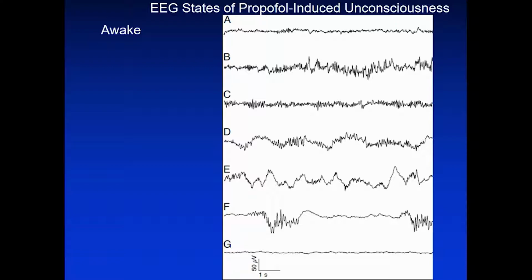So with her awake, her EEG is about 5 microvolts, all right? Then as she goes through these other states, so there's the sedative state with the beta oscillations, and these are the slow oscillations here, right? So these are about 20 to 50 microvolts. So she goes from 5 to 20 to 50 microvolts.